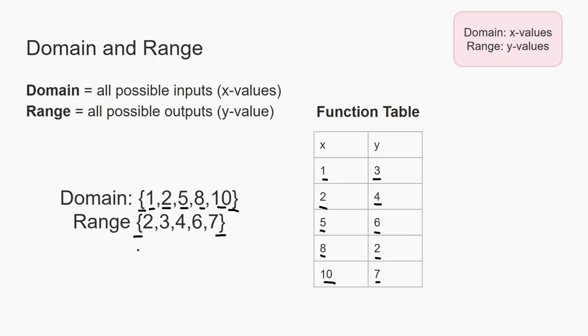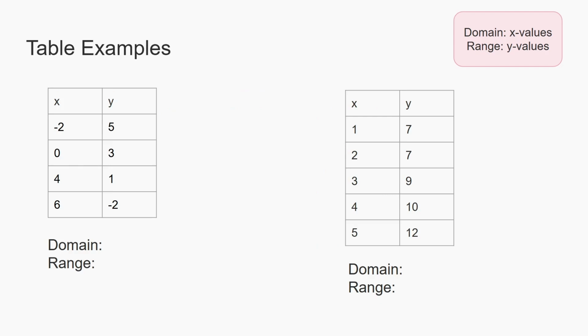A set doesn't have an inherent order, so technically the range could also be written in the order that we see it. 3, 4, 6, 2, and 7. But normally, when we write domain and ranges, we like to write it in increasing order because it's easier to read.